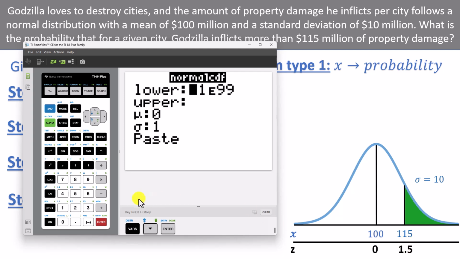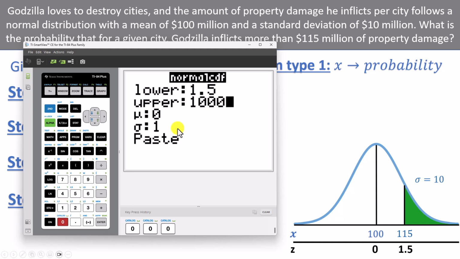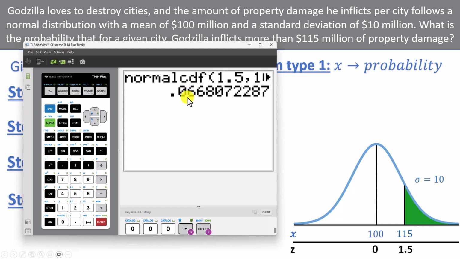So we're going to do the z-scores in here. We're going to put 1.5 as our lower bound. That's when the shaded region starts in terms of z. The upper bound is going to be 1,000 because we don't really have an upper bound. It goes forever in the upward direction. Or in general, you can remember anytime you have a greater than probability, your upper bound is going to be 1,000. We're going to leave mu and sigma at 0 and 1 because these are the mean and standard deviation of the z distribution. We can go ahead and paste, press enter, and we'll get our answer, which is about 0.0668, it looks like.